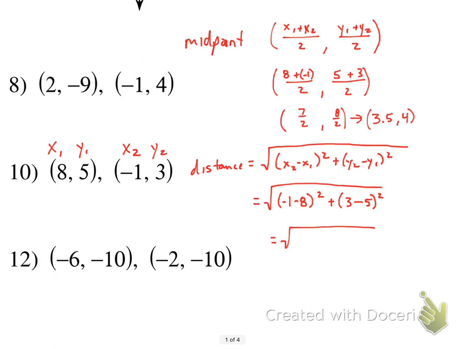And again, you need to show your work. And this is enough as far as work goes. I need to see that they're plugged in and you're using the formula correctly. Okay, so that means -1 minus 8 is -9. 3 minus 5 is -2.